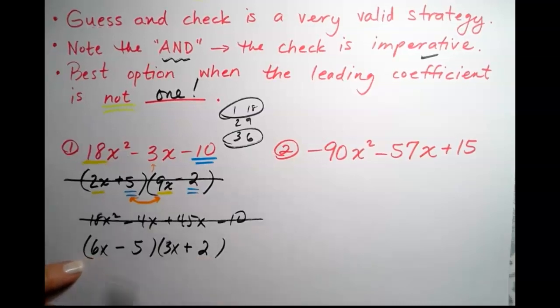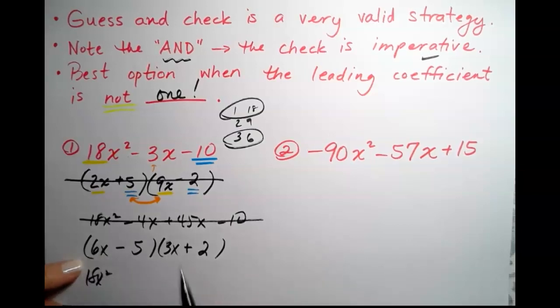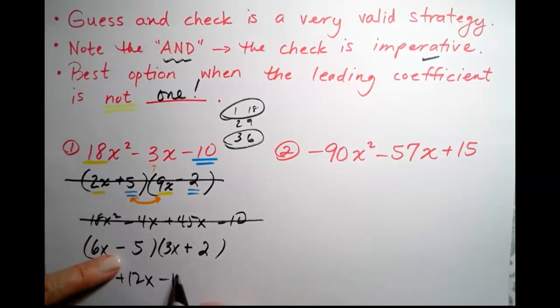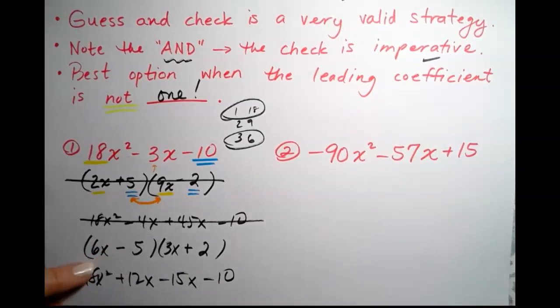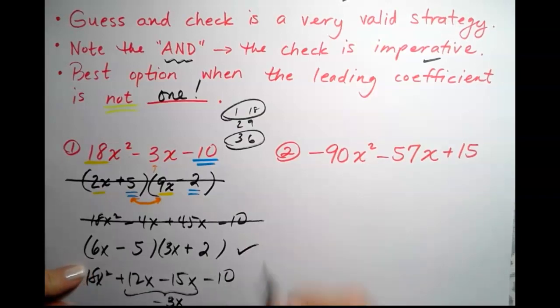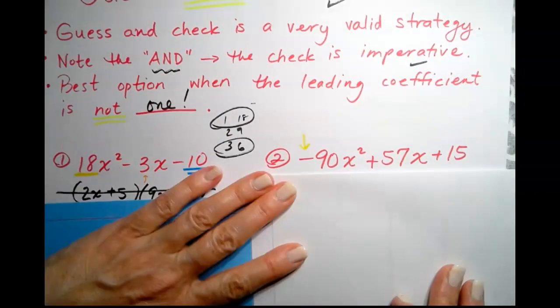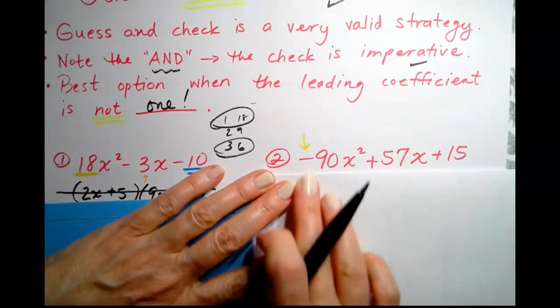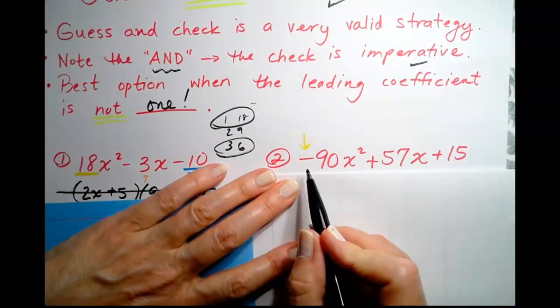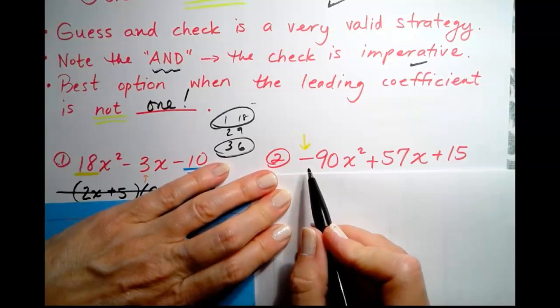Let's give it a quick check. 6x times 3x is 18x squared. 6x times 2 plus 12x, negative 15x, and a negative 10. And there is our negative 3x in the middle. These are the factors. So here we've got number 2, and I'm pointing out the negative sign up front.